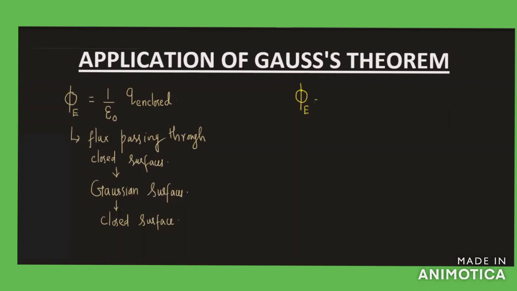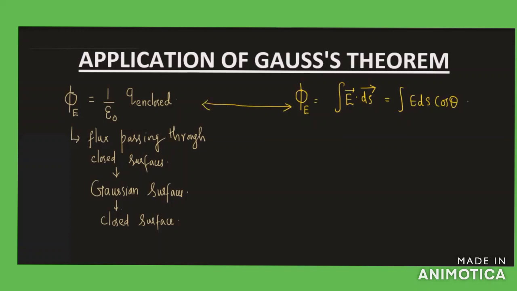Phi E is equal to integral E dot dS, isn't it? Integral E dot dS is electric flux, or this can also be written as integral E dS cos theta, where theta is the angle between electric field and area dS. Now we can combine these two equations. These are the two equations for electric flux.